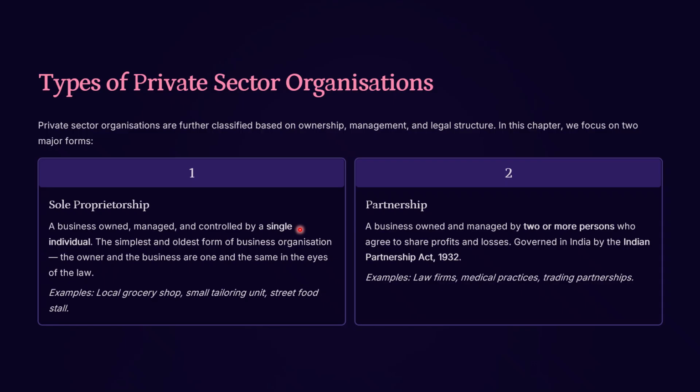The second form is partnership. In a partnership, the business is owned and managed by two or more persons who agree to share profit and losses. In India, partnerships are governed by the Indian Partnership Act 1932. Examples include law firms, medical clinics, and trading businesses. So remember the simple comparison. One owner means sole proprietorship, and two or more owners means partnership.